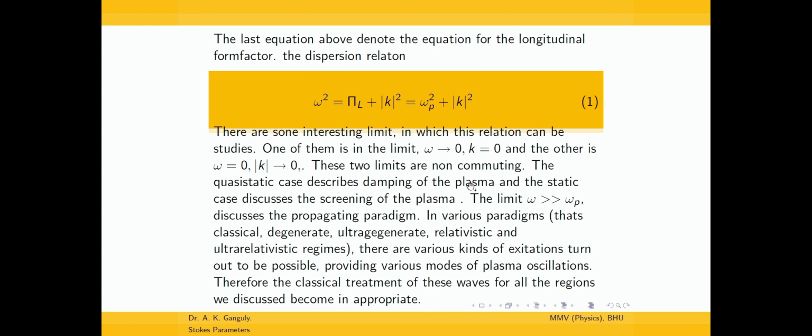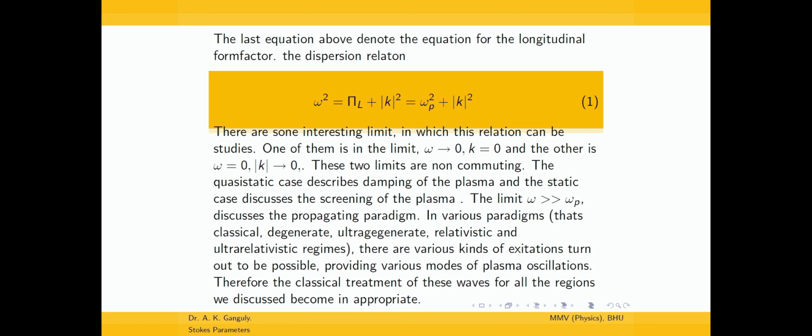The dispersion relation, if it is written in terms of the energy of the quanta and their spatial momentum, then in the limit when the wavelength of the photons tends to 0, in that particular limit, this factor pi of L can be shown to reduce to something proportional to the number of charged particles per unit volume divided by the mass of those particles squared, and it is otherwise also known as the plasma frequency.